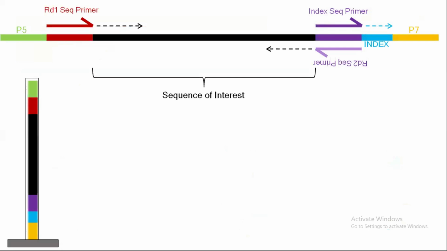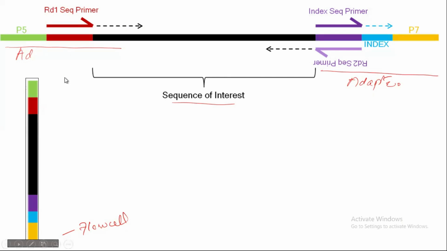Now, as I also discussed in the previous video, what are adapters? Basically this green and red part is the adapter, and after that, this is the adapter too. This black color is our sequence of interest, and we want to sequence it. This is the flow cell, the base of the flow cell. Now our sequence is attached and we want to sequence the black region. This is the primer binding region, so our primer will bind to it, and then the sequencing will be performed.